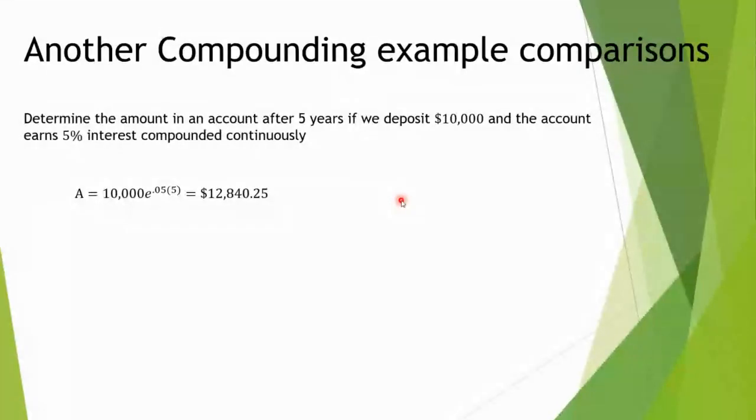So I threw in an example here. Let's say it was being compounded continuously. How much would be in the account then? Let me say it again. Let's get the amount in an account after 5 years if we deposit $10,000 and that account is earning 5% interest and it's being compounded continuously. Well, then the amount there is going to be given by this formula.